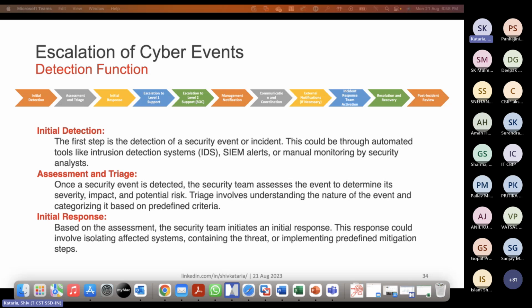Once these events are detected, let's say you got an alert that one of your systems is having malware on it. The first thing that you will do is inform your security team, and then they will do the assessment and triage of why this alert is coming. Is there really a malware or is it a false positive? Typically, in the signature-based alerts of IDS, you might find some false positives as well.